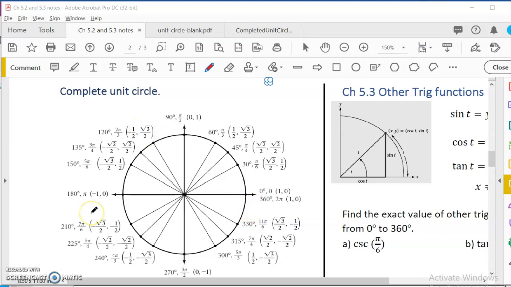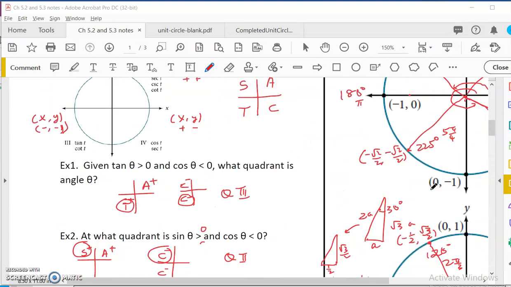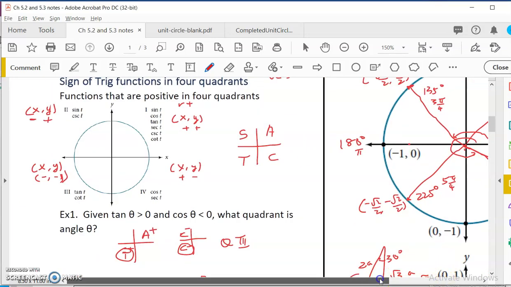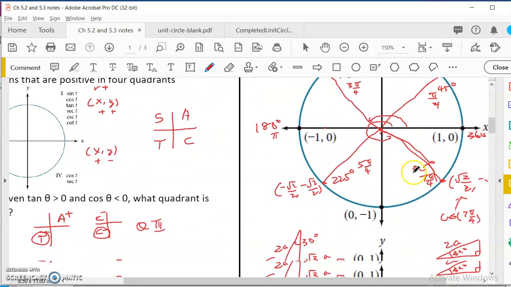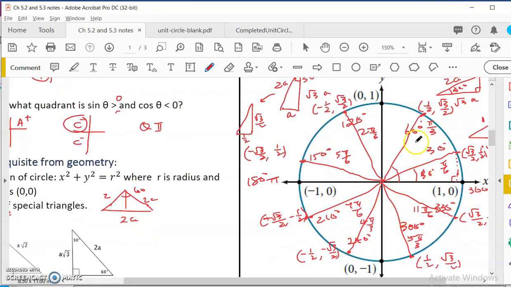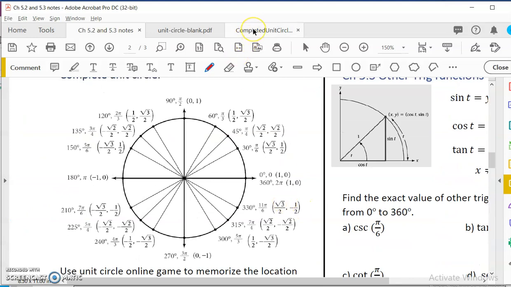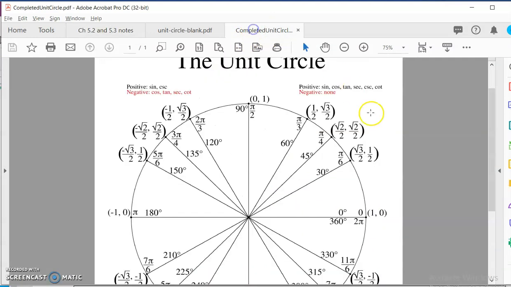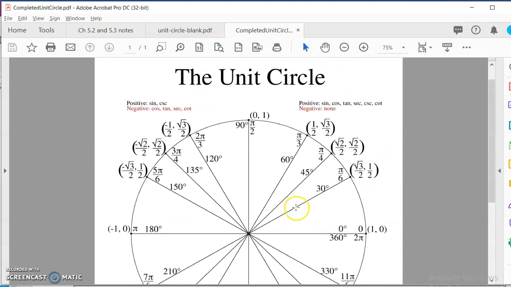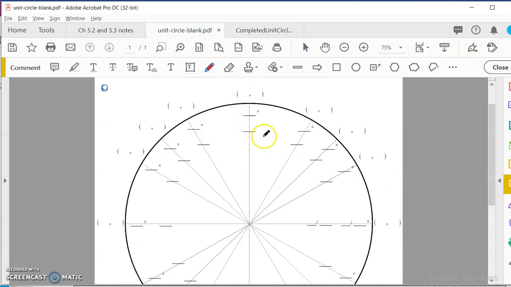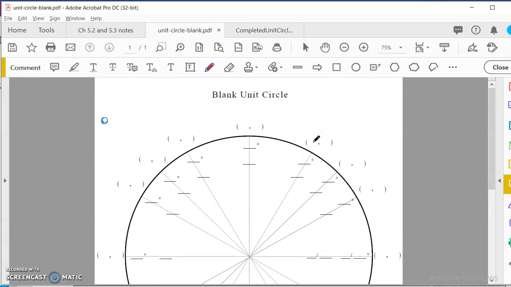This is a complete unit circle. I did it in the last video by splitting it into two parts. The first part, I completed the unit circle for the 45-degree related angles. And the second one, I completed the 30-degree and 60-degree related angles. But this is the completed one. I have a copy of the completed unit circle on Canvas, so you can study it and use it. But eventually you should memorize it, or at least if you don't memorize it, you should know how to create it.